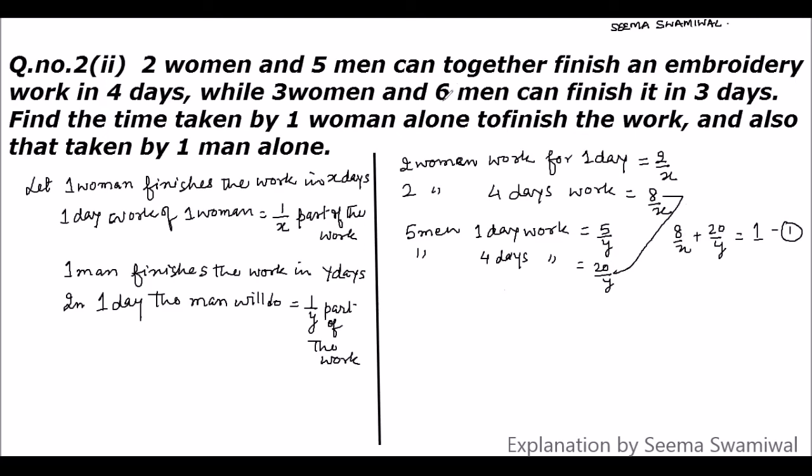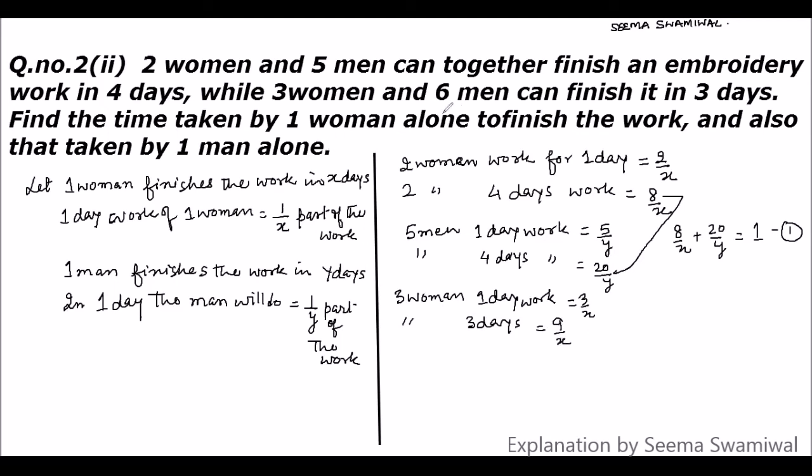Now in the second condition, he says 3 women and 6 men can finish it in 3 days. So 3 women: 1 day work is 3 by x, and they are employed for 3 days. 3 women, 3 days work will become 9 upon x part of the work.